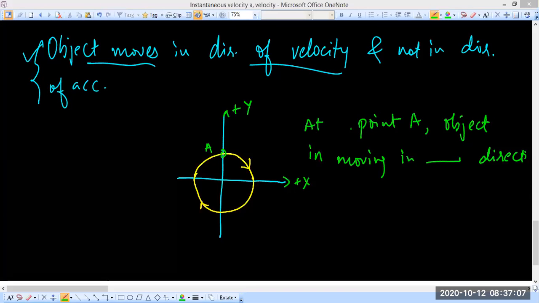Jay, you got it wrong. No, Dikshita. Where is east and all that written here? Wrong. The correct answer is at the point A, the object is moving in this direction.